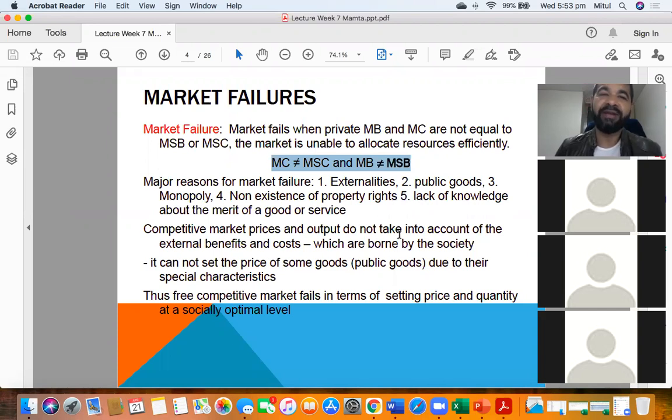Lack of knowledge about the merit of a good or service. Another problem is when people do not have the knowledge about the merits of a good or service. Competitive market prices and outputs do not take into account the external benefit or cost, which are borne by the society. So when someone is producing or consuming something, they do not consider that this is going to bring problems to the society. They do not think about these things.